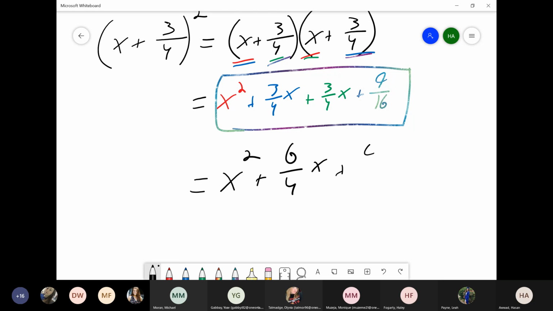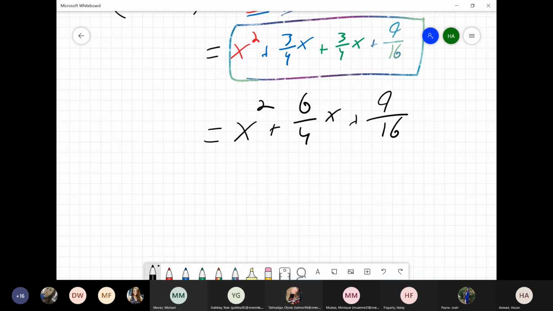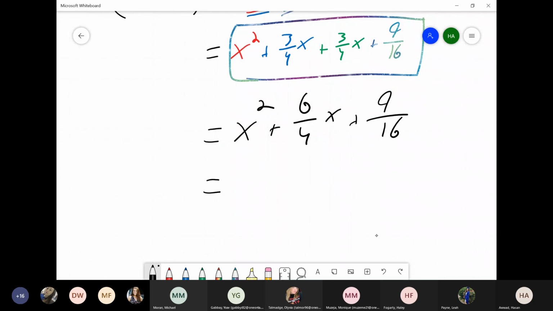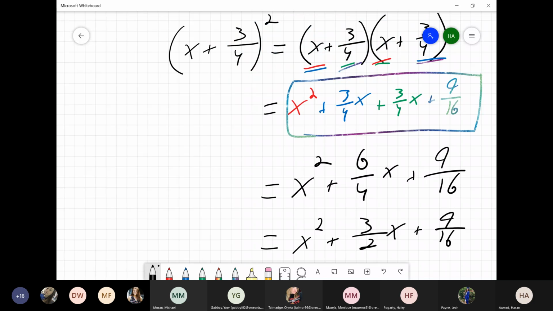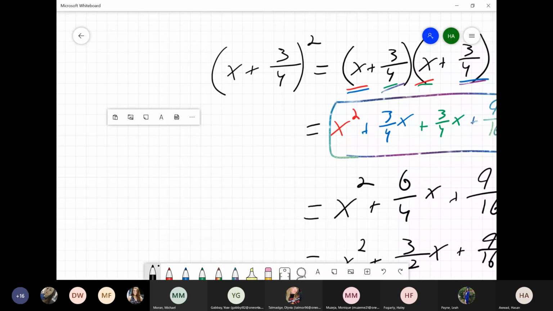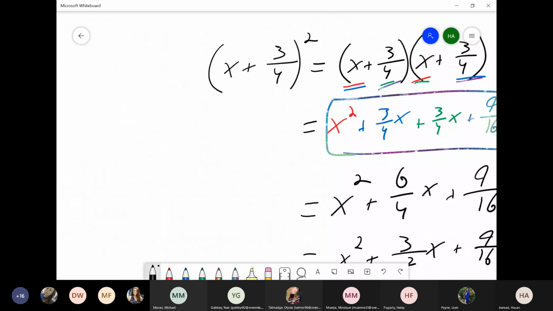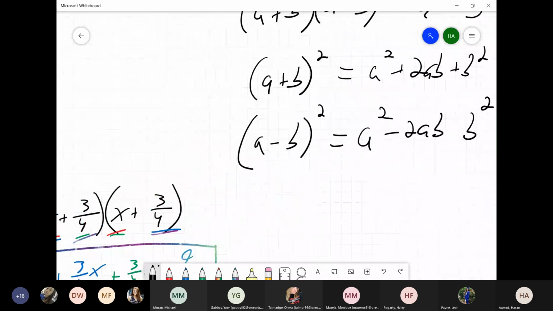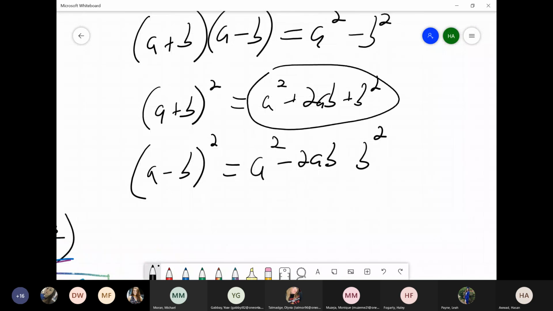And without skipping any steps here, we see that we can actually go ahead and reduce 6/4. So we get 3/2 x plus 9/16. So the different approach here that we can take is we can actually go ahead and apply what we learned here with this a plus b squared, giving us this blueprint of a squared plus 2ab plus b squared. All we have to do is substitute in the different numbers that we have for both a and b.